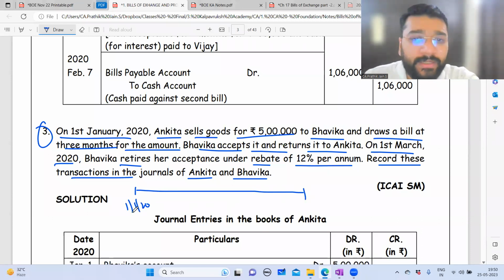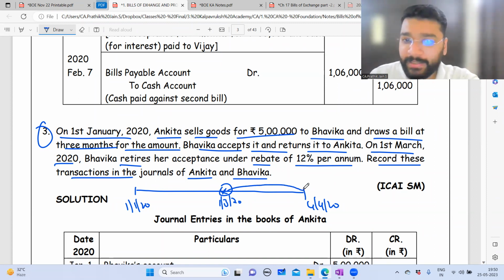So date of bill is 1 Jan 20. 3 months means February, March, April. So 4th of April 2020. The payment is made on 1st of March 2020. So guys, how many months early the payment is made? 1 month. 1 month early.